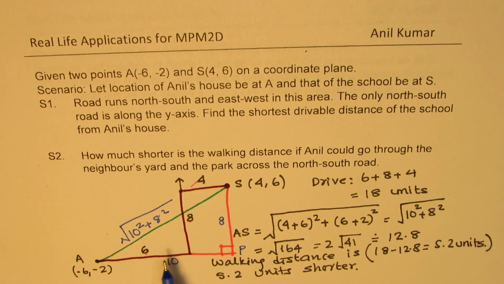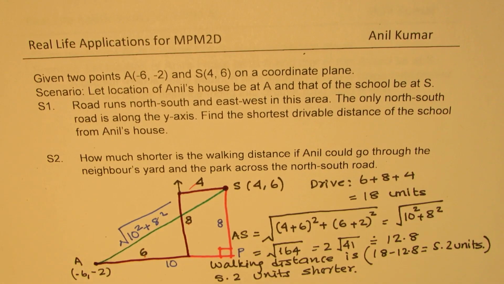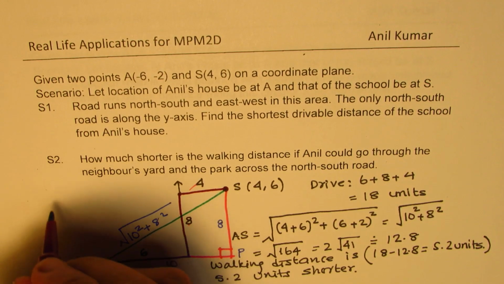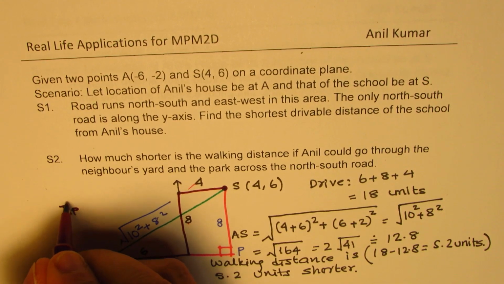So the question could have been that I drove 6 units east, 8 units north, 4 units east to reach the school. And in that case, what is the distance from A to S? Perfect. Now that is a very interesting question since we don't know this point, right? And so that is a tricky question. Okay, so let's move forward. I hope you have understood one trick. So let me call this a tip.